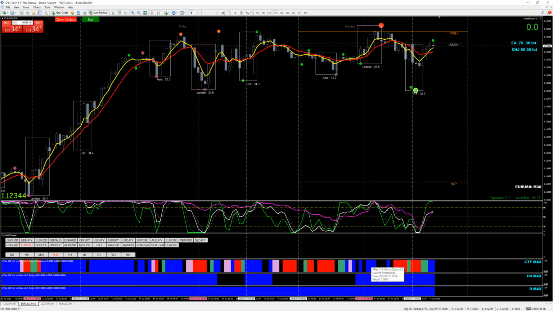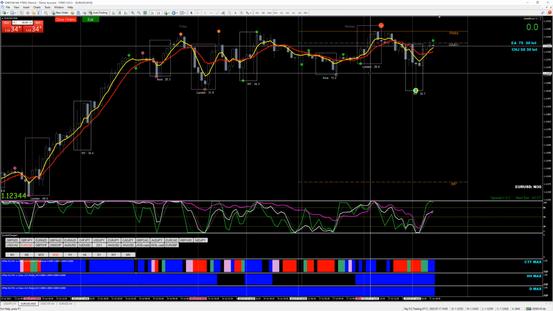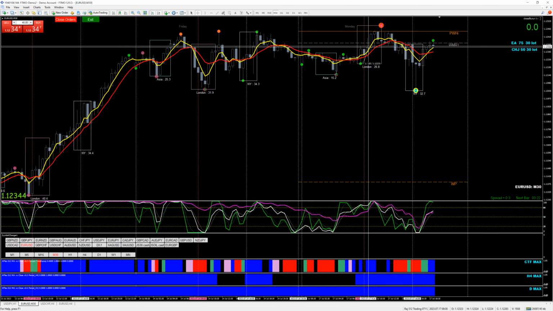Euro dollar was a long trade. So the trade happened here, 40 lots, and it wasn't much. So we leave it alone.